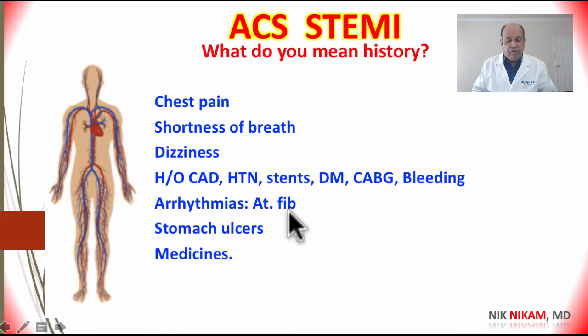Does this patient have chronic atrial fibrillation? Is this patient on anticoagulants? All these things are important because it will have a direct bearing on how these patients respond acutely and in the long term. Does the patient have a stomach ulcer? Is there a contraindication for antiplatelet agents or anticoagulants? That's why it is very important to know what medications this patient is receiving.